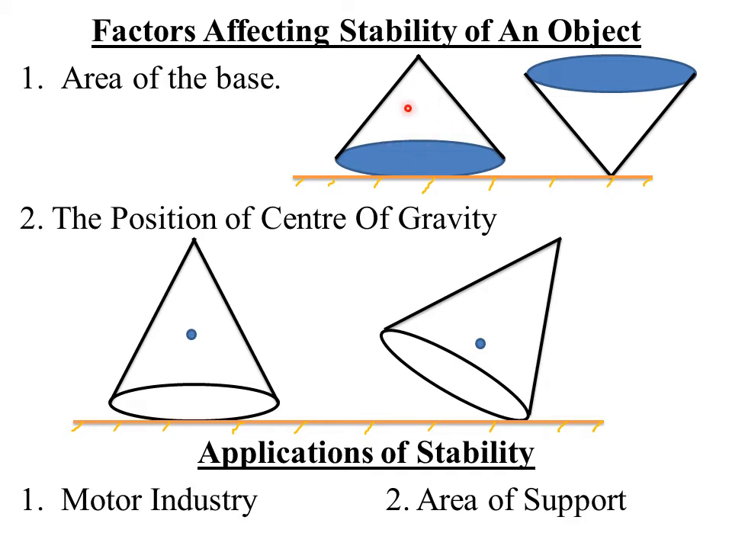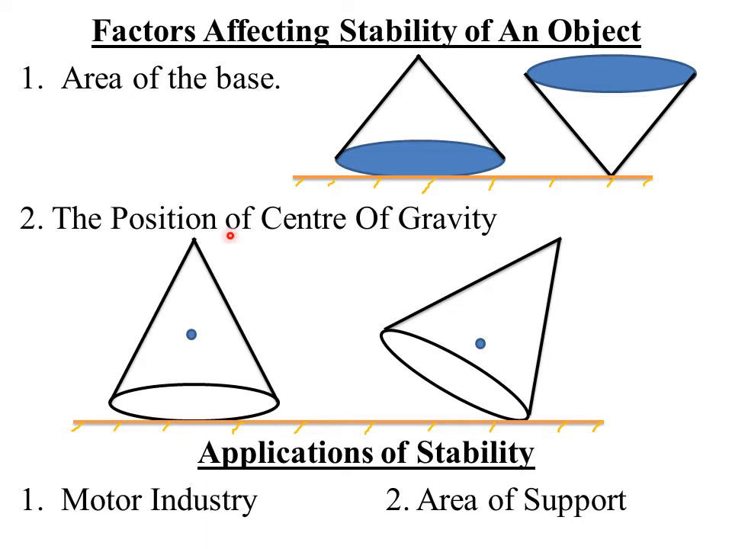So like for this case, the base area is large, therefore this object is very stable, or its stability is high. For this case, the base area is very small, therefore this object is less stable, or its stability is very low. So the base area is directly proportional to the stability of an object.